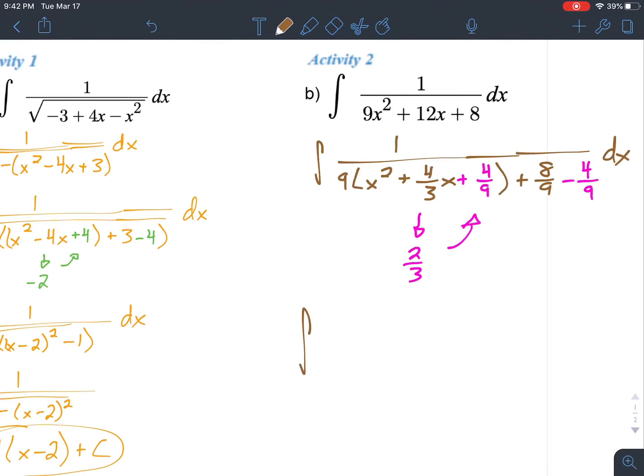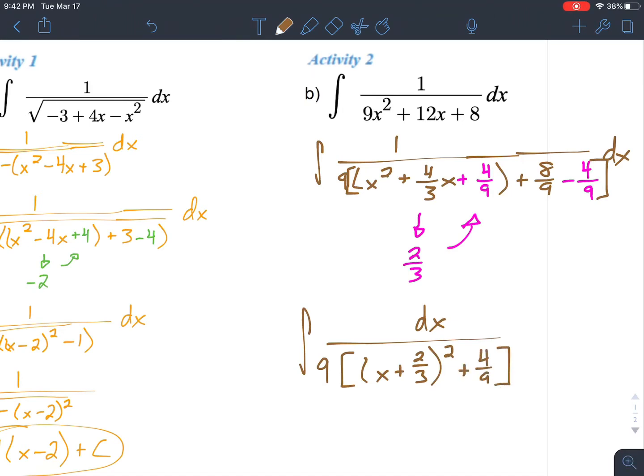Okay, now that we've got that, maybe I'll fix this by putting dx on the top. Now I can't forget it. Okay, so we've got our 9 in front. Now we know that this first part is going to factor into x plus 2/3 quantity squared. And then the second part, the 8/9 minus 4/9, that is going to turn into 4/9.